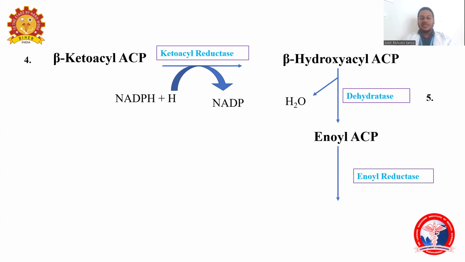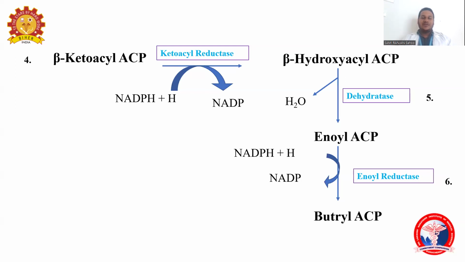Next, we have enoyl reductase. Reduction also takes place here: enoyl ACP gets reduced. If it is reduction, we know who comes into action: NADPH. NADPH gives hydrogen to the enoyl ACP and forms NADP because reduction takes place. After that, enoyl ACP combined with hydrogen forms butyryl ACP. So enoyl ACP is converted into butyryl ACP with the help of enoyl reductase, where NADPH is converted into NADP. This is very important. Finally, butyryl ACP is the sixth reaction.